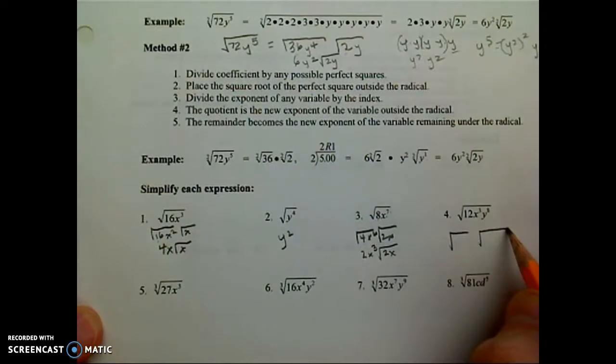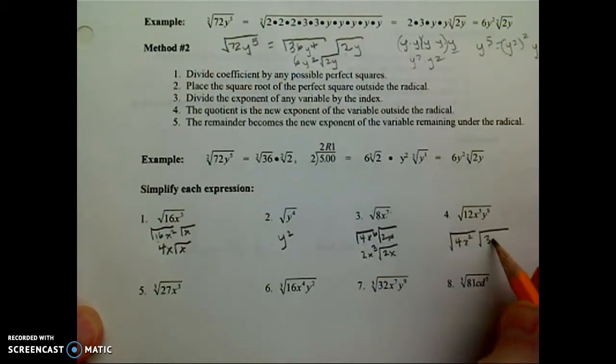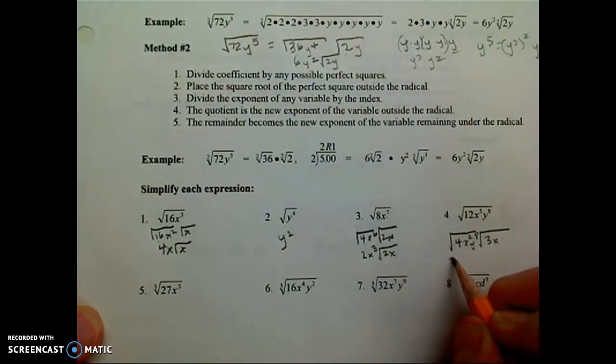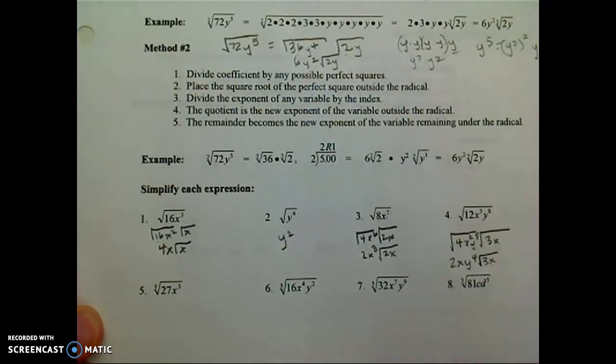Similarly, when there's more than one variable, the same rule applies. 12 is 4 times 3. My x to the third, I can split into x squared and x. Y to the 8, that's an even number, so that's a perfect square as it stands. So 2, the square root of x squared is x, and then y to the fourth, and then my remaining radical is 3x. So 2x, y to the fourth, times the square root of 3x.